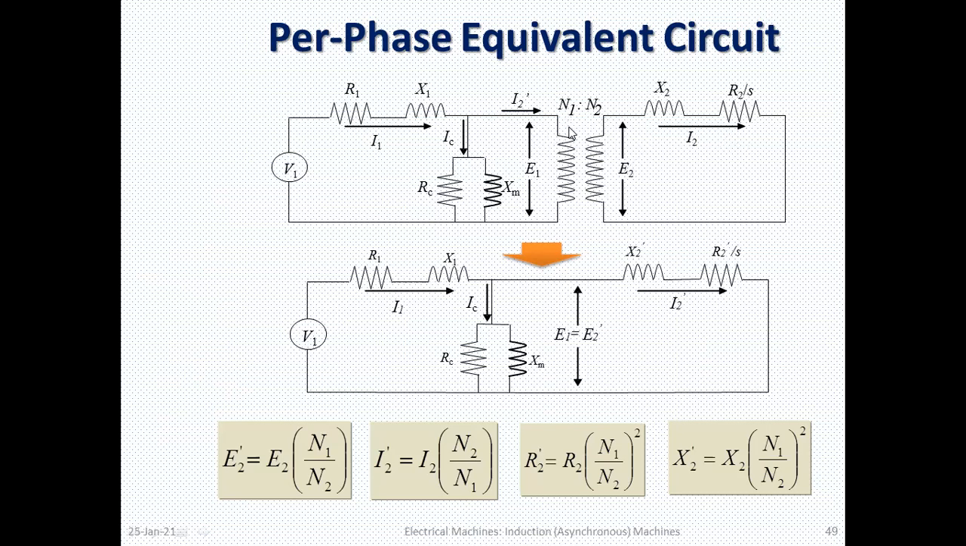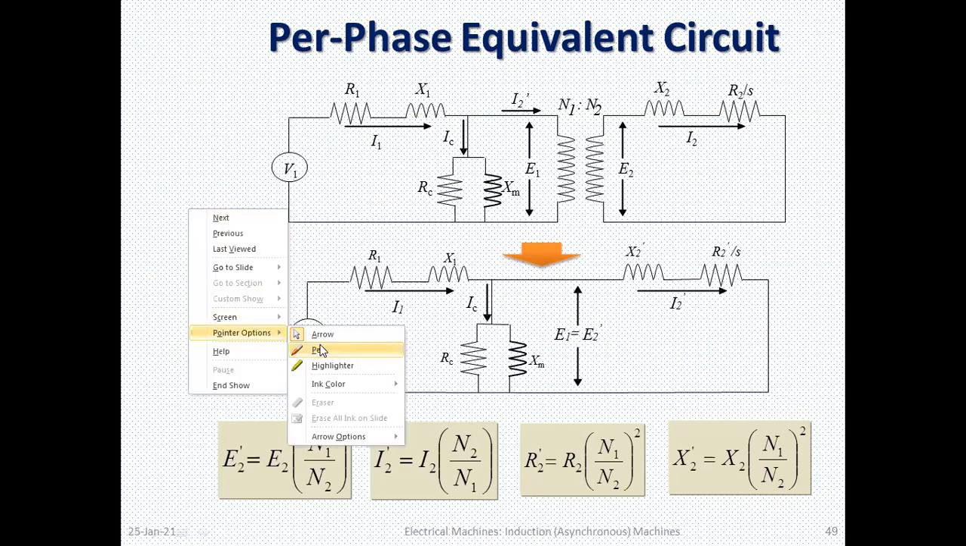Suppose N1 and N2 is the turn ratio, and this I2 current equivalent parameter is represented by I2 dash, same as in the case of the transformer. What we do in the case of the transformer is written here. Now the circuit is again simplified. R1 and X1 are written, I1 is here, and this I2 dash. This X2 is transferred to the stator side, so it has been written as X2 dash and R2 dash by S. This relation we have already studied in the case of the transformer.